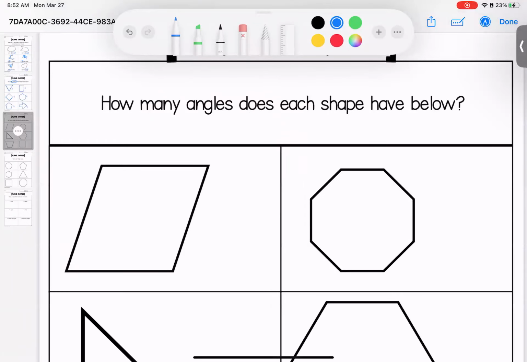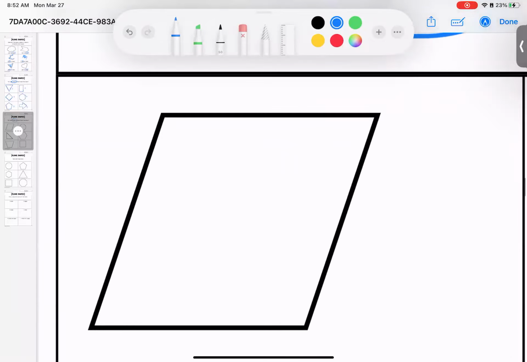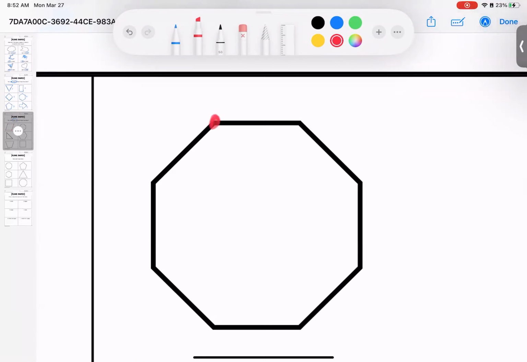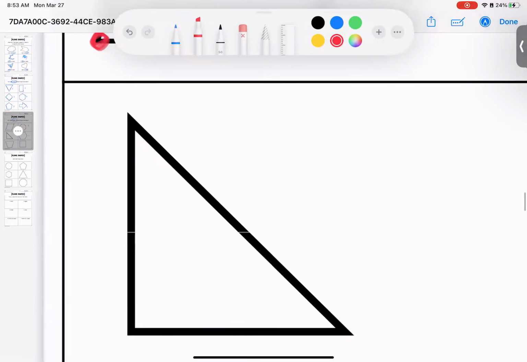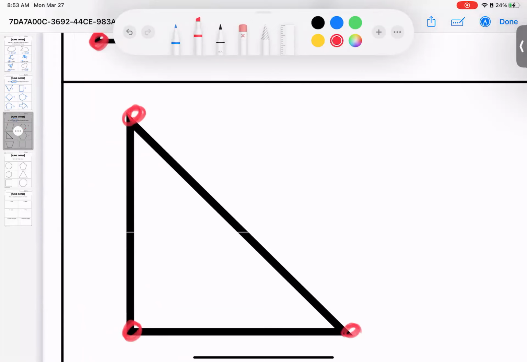All right, Nuggets, our next page, we are looking at the angles of each shape. Remember, an angle is created where two sides meet. So we're thinking of the points or the corners here. So let's take a look at this shape. I have one, two, three, four angles. Over here, I have one, two, three, four, five, six, seven, eight angles. This guy, my pentagon, one, two, three, four, five, six. Over here, my triangle, one, two, three.